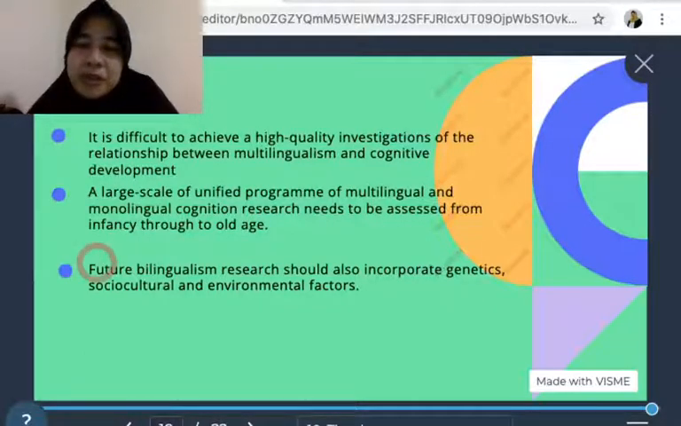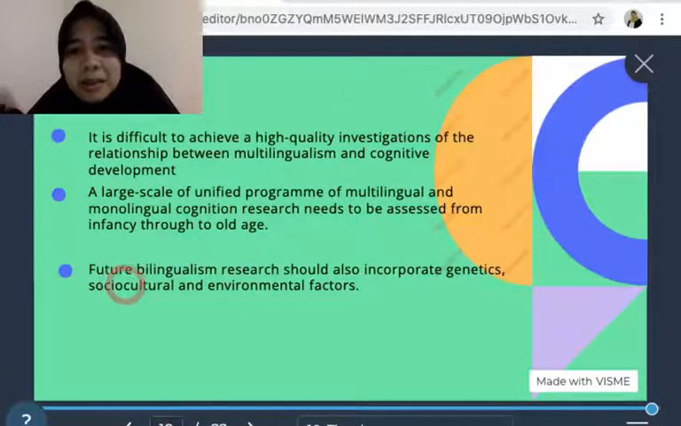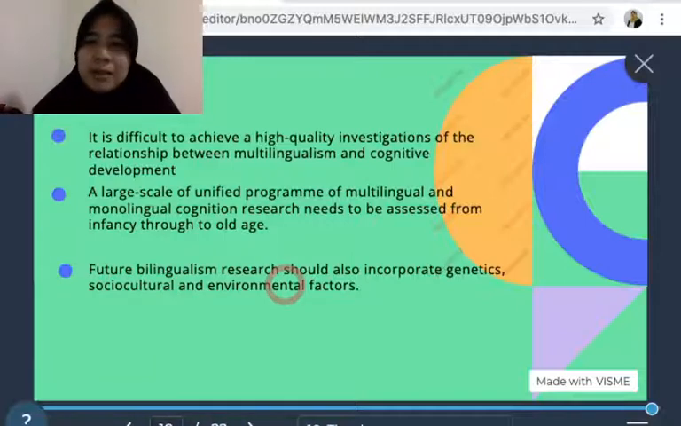Future bilingualism research should also incorporate genetic, sociocultural, and environmental factors. So besides doing the performance task, neuroimaging technique, or having the hypothesis of bilingual advantage, we also need to analyze based on the genetics of the participants, sociocultural and socioeconomic status, and also environmental factors of the participants.